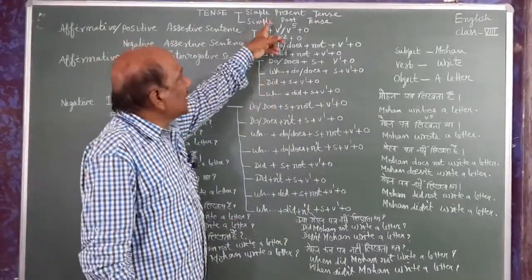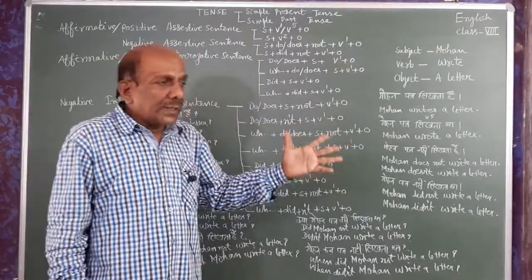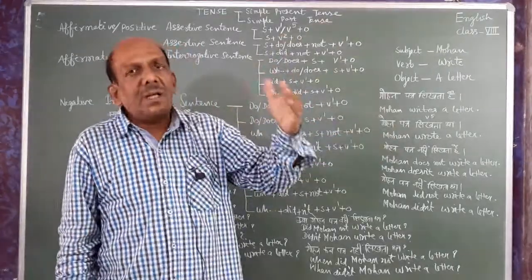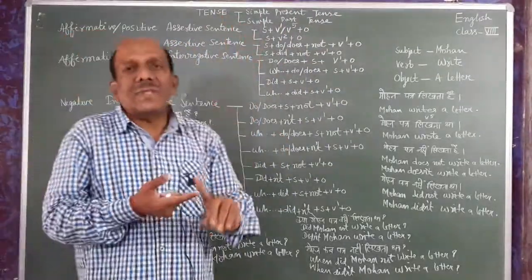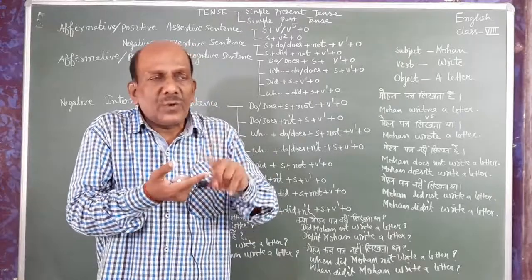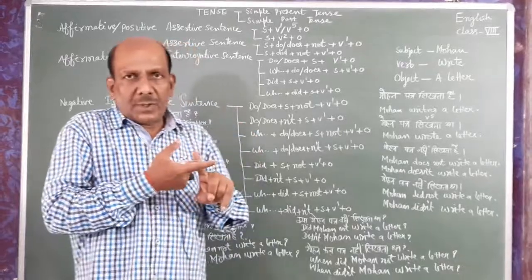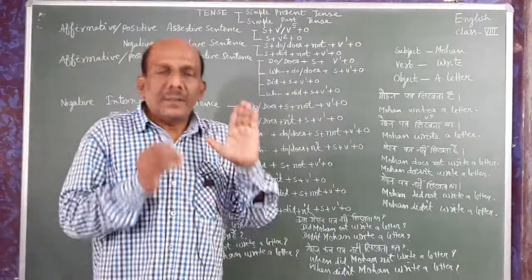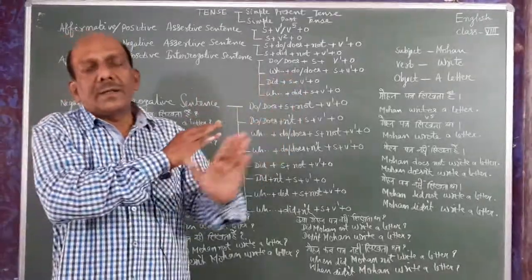Here we have discussed simple present tense only and simple past tense only. But on this structure, you can frame other present tenses such as present continuous, present perfect and present perfect continuous, and in the same way past continuous, past perfect and past perfect continuous. But the next day we will discuss other tenses.